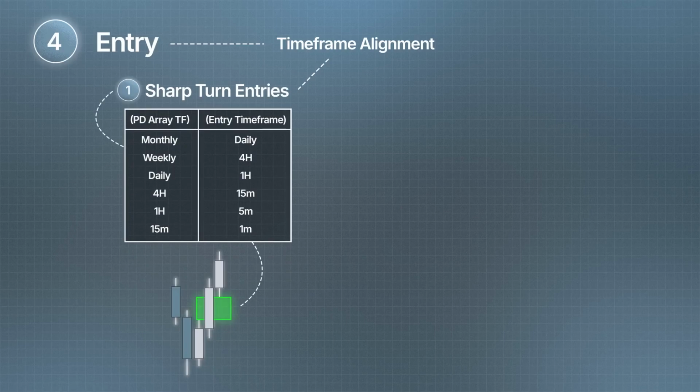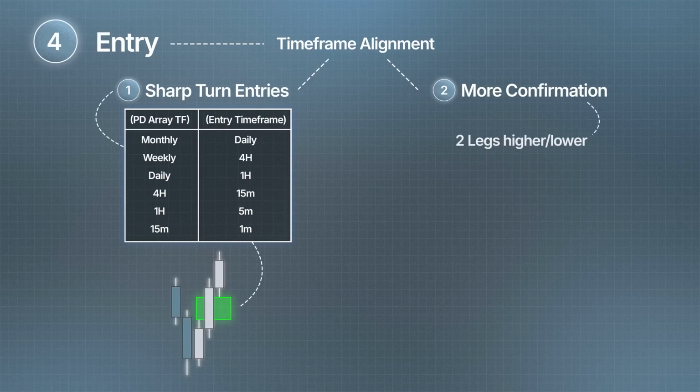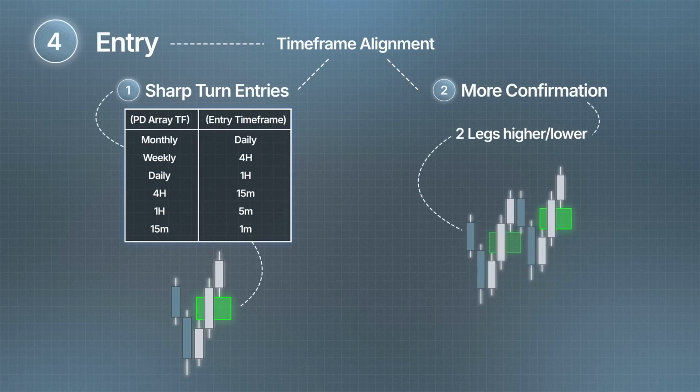But when you use the 4-hour, use 15-minute entry confirmation. When you use daily, use 1 hour; weekly, 4 hour; monthly, daily; 1 hour, 5 minutes; 15 minutes, the 1 minute, if you want to use sharp turn entries. If you want more confirmation, and in my trading plan, for example, what I tend to do is I want 2 legs higher. So instead of using the 4 hour and then the 15 minute, I use the 4 hour and the 5 minute as well. But for this example and for this sharp turn entry, I'm going to use the 4 hour and the 15 minute combination.